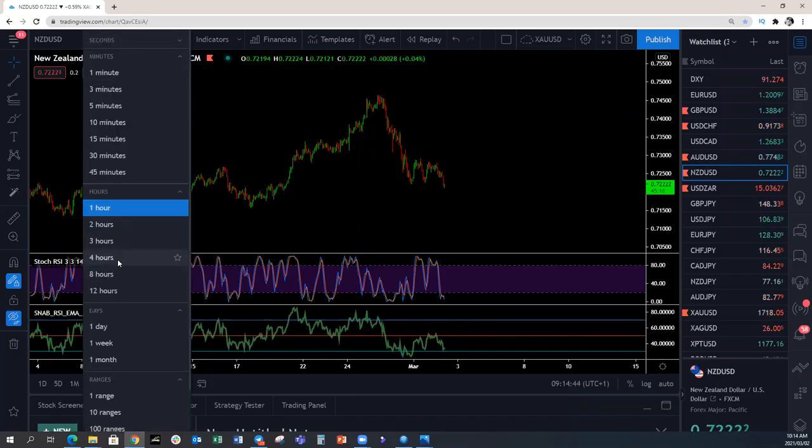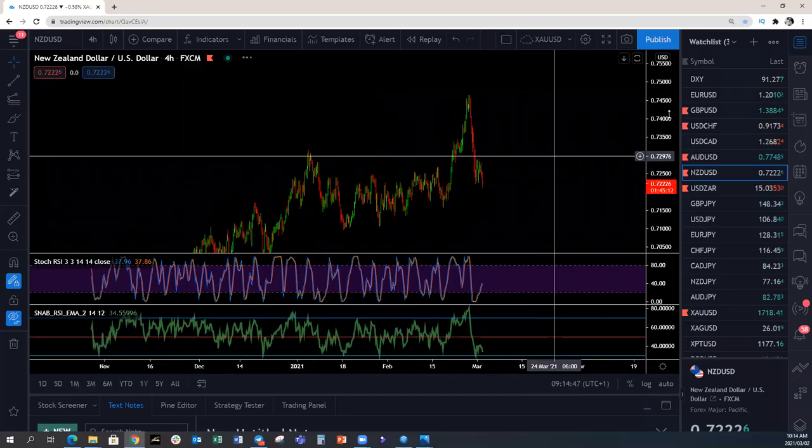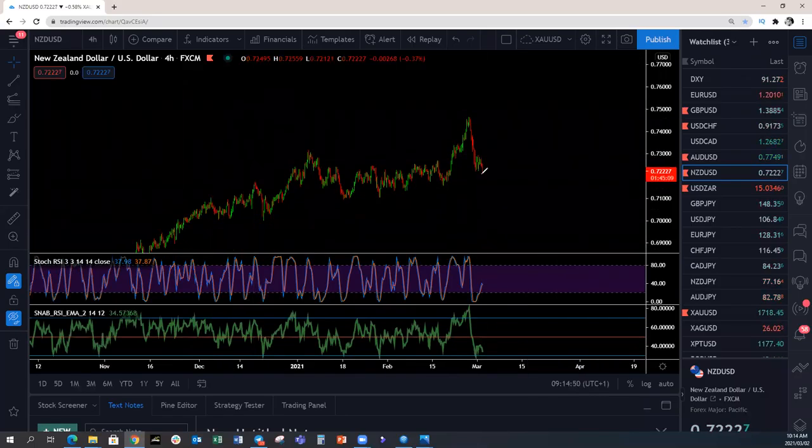Let's look at the 4 hour to see if we've got a trade set up on this. The 4 hour is just showing us continuation to the downside. We have not reset at the top, so it's not exactly a safe trade. If you want to get involved, your stop loss needs to be here.